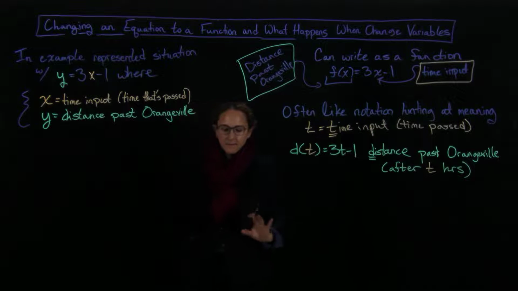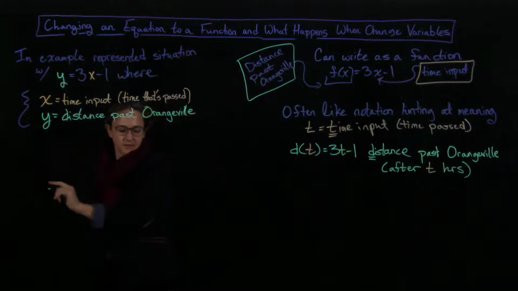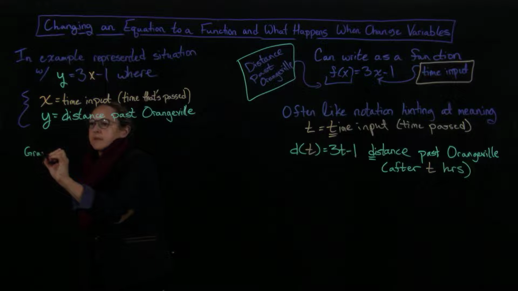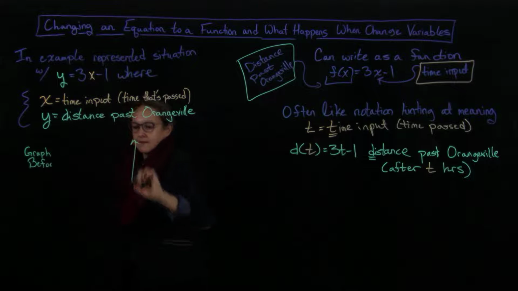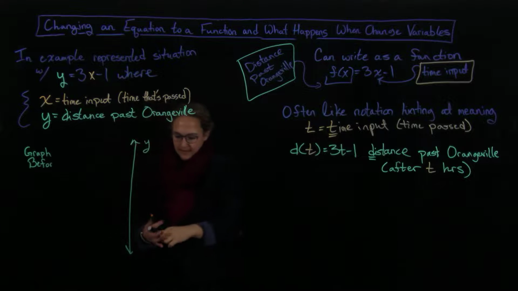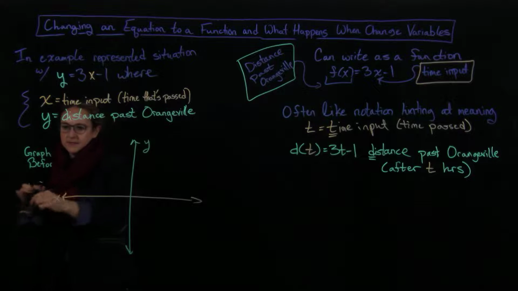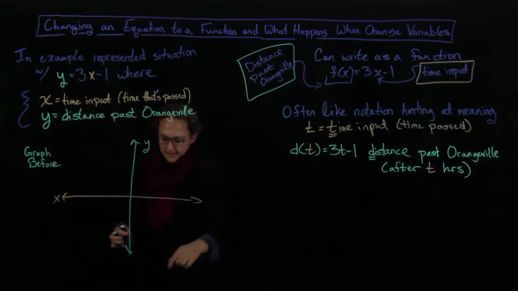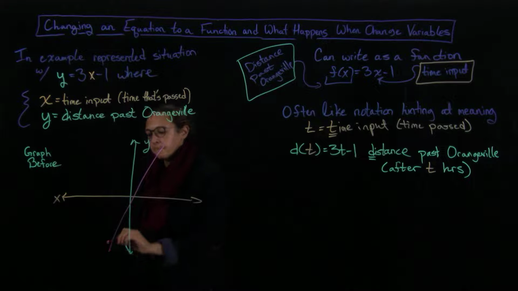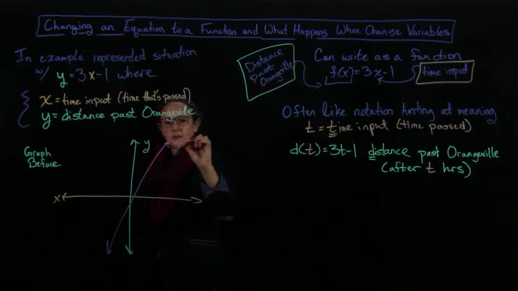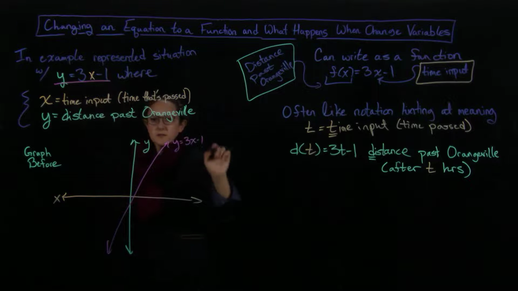Okay, so before we had this graph. To draw it over here, this is the graph before, if I was just seeing this as an equation. I would have y and I would have x. And then I have this equation, y equals 3x minus 1, which was the equation from up here.